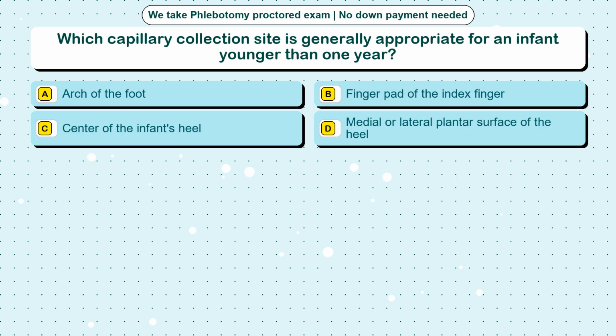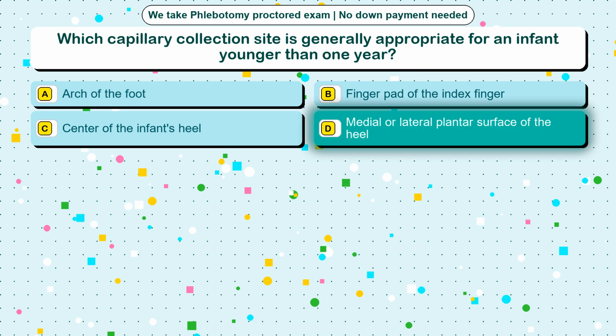Question 20. Which capillary collection site is generally appropriate for an infant younger than 1 year? Option A, arch of the foot. Option B, finger pad of the index finger. Option C, center of the infant's heel. Option D, medial or lateral plantar surface of the heel. The correct answer is option D, medial or lateral plantar surface of the heel.